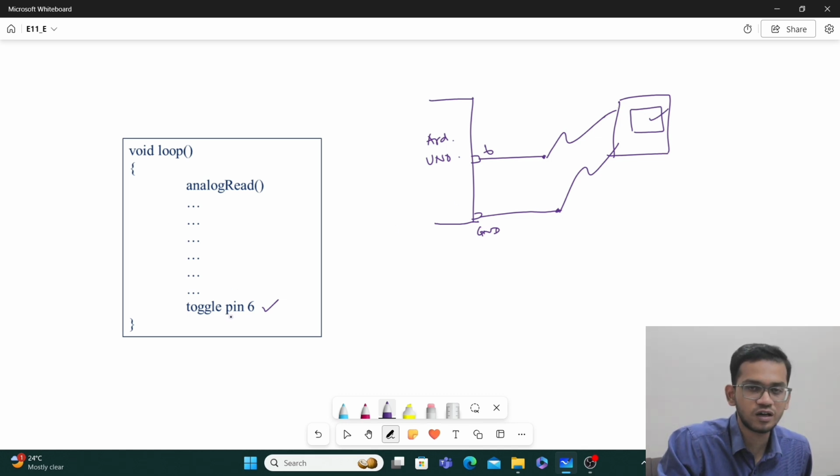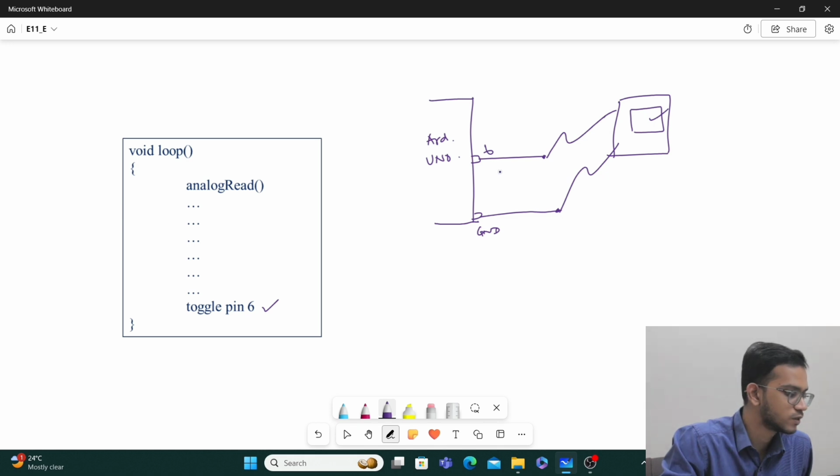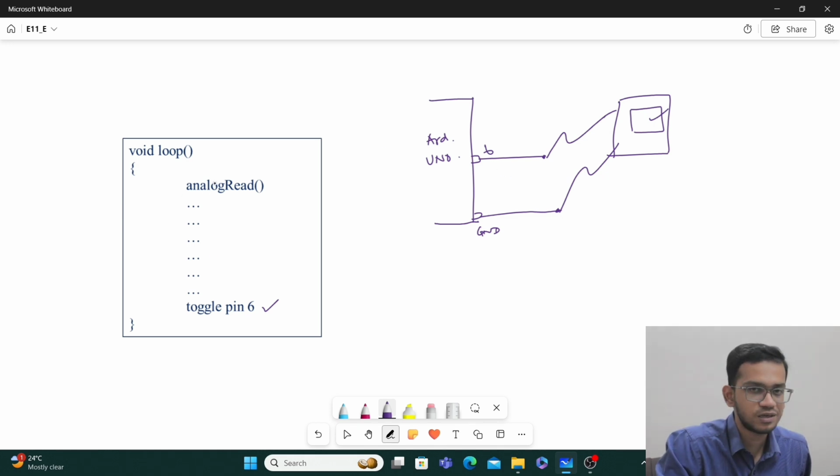When I say toggling, it means if my pin 6 has logic 1, it should go to logic 0. If it has logic 0, it should come to logic 1. That's the meaning of toggling. So initially the pin may have some value. When the loop runs one time, if I'm toggling it, it goes from 0 to 1 and then stays at 1 itself.